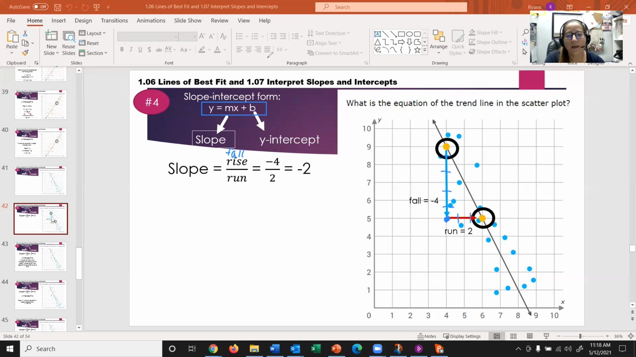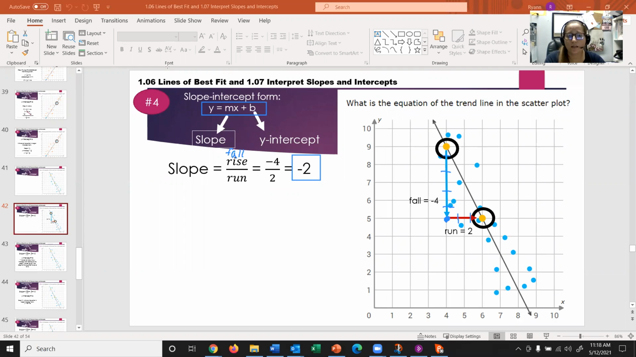Okay, so when we have this, we've got -4 because that's our fall, and then our run is 2. And when we reduce this, we would say that -4 divided by 2 is going to give us -2. This is going to be the slope of our line. So the slope of our line will be -2.